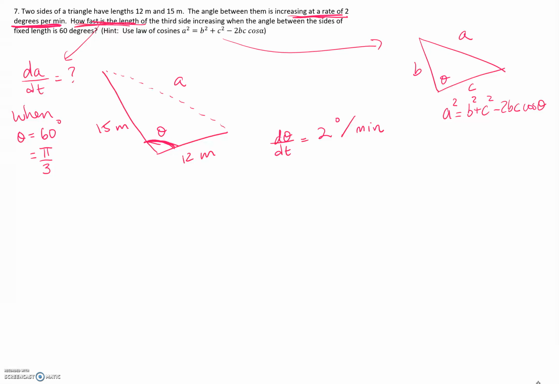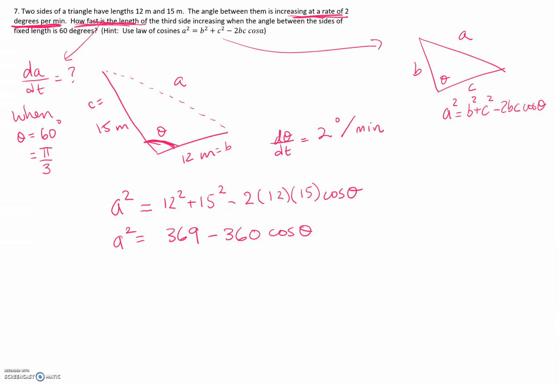So in our case, since we know the fixed sides, we can plug those in. And we know A is changing, so I'll leave it as is. So I'll say 12 squared, for B, plus 15 squared for C. Again, I can plug them in right in the first step because they're fixed. Minus 2 times 12 times 15 times cosine of theta. So leaving theta and A changing, because those are the two items in the problem that change over time. Simplify those, square everything, add them, and we get that equation.